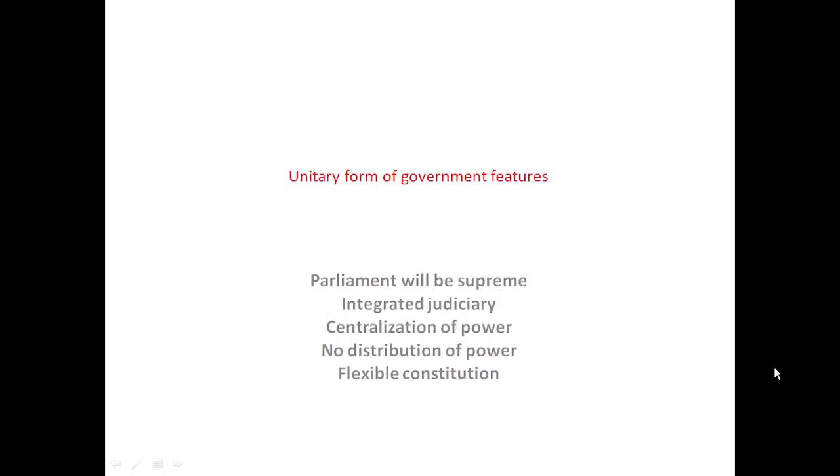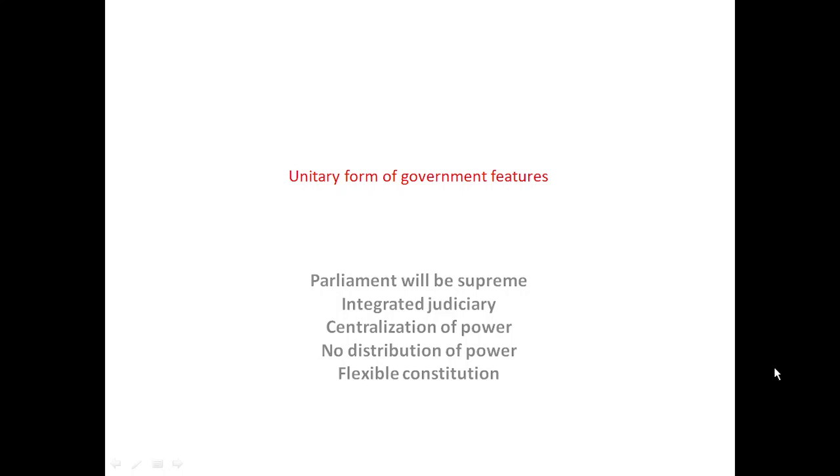Next is the unitary form of government. As we have told before, unitary is a centralized government. There is only one government, which means there is no need to divide the power, right? In a unitary form of government, the parliament will be supreme. The reason is all laws of the country are made by parliament. Changes to the constitution are also effected by the parliament. Most of the cases when you have a unitary form of government, there will be parliamentary sovereignty rather than supremacy of the constitution. Instead of having an independent judiciary, a unitary form of government will always provide for an integrated judiciary.